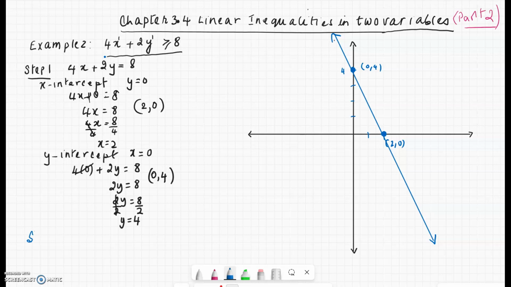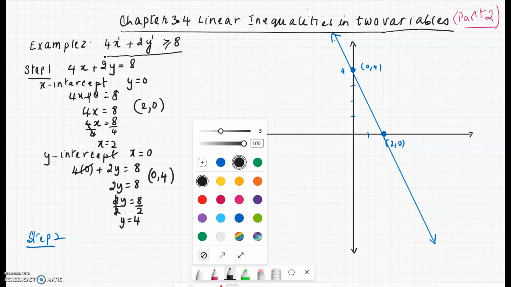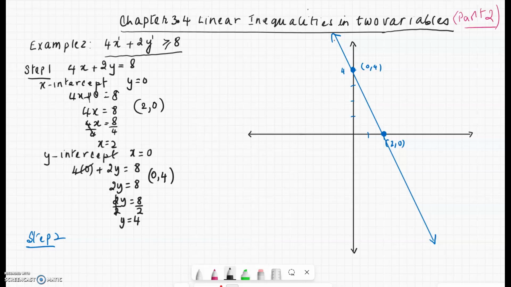Let's do step 2. Step 2 is getting a sample point. I like to pick the origin because it's easy. So my sample point is 0, 0. I'm going to test it. I'm going to see what happens to the inequality, and the inequality is 4x plus 2y is greater than or equal to 8. We plug in the 0. So 0 plus 0 is greater than or equal to 8. 0 is greater than or equal to 8. Wrong, right? 0 is not greater than or equal to 8.